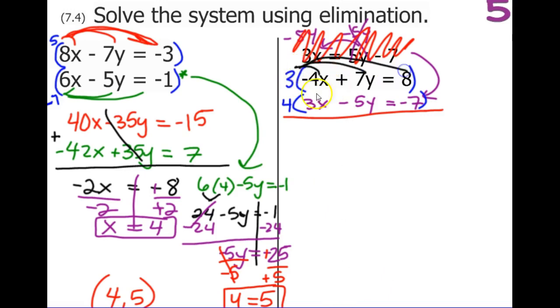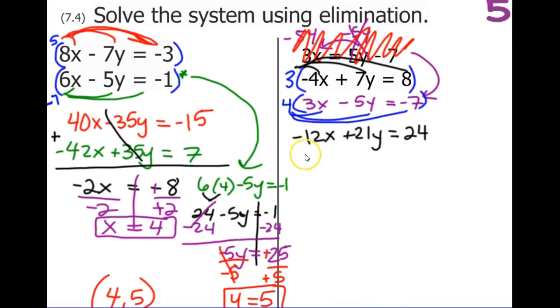One's already negative and one's already positive, so they will eliminate. So let's distribute this. 3 times negative 4 is negative 12x. We're not adding up yet, so we don't really need that line there yet. 3 times 7 is 21y, and 3 times 8 is 24. On the bottom, multiply everything by 4, positive 12x. 4 times negative 5 is negative 20y, and 4 times negative 7, 4 times 7 is 28, so that's a negative.